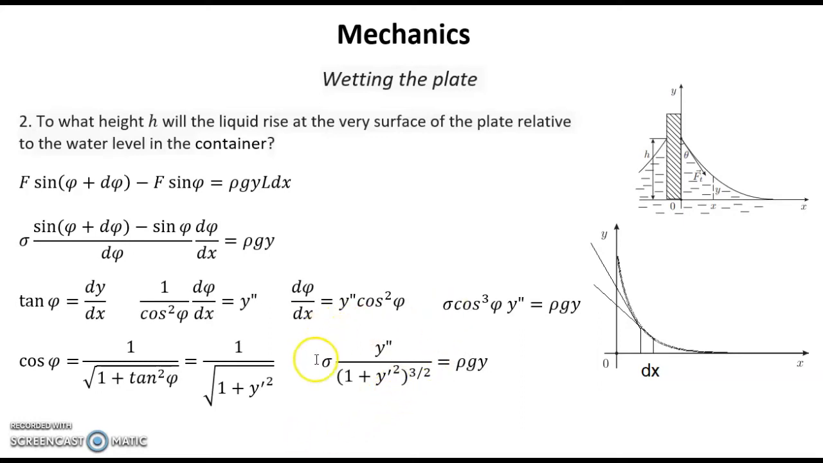Now we have this equation, and we can try to solve it. Here we can use a standard trick. We can multiply both parts by y prime, which is the first derivative of y over x, to make a full derivative from both parts, left and right. Let's do this.